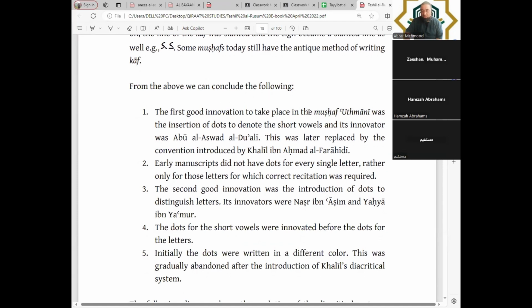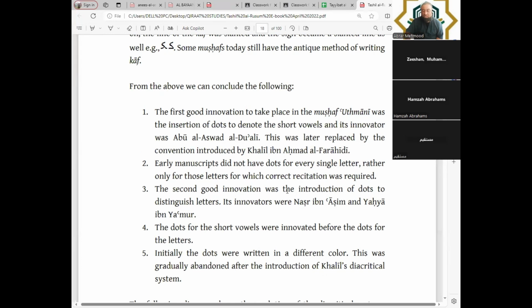So Mushaf Uthmani, the collation of the Quran in the time of Uthman radiallahu ta'ala anhu. Insertion of dots to denote short vowels: fatha, kasra, dhamma, and so forth. Innovator was Abul Aswad. Convention was replaced by Khalil Ahmad. Early manuscripts did not have dots. Point to note: although it was there, it was not used regularly.